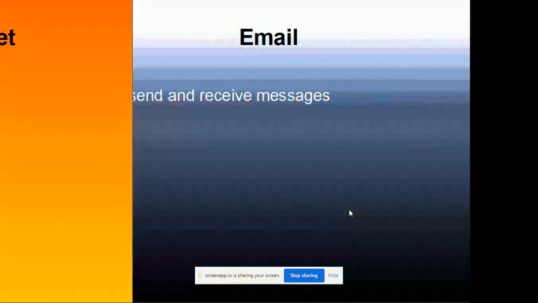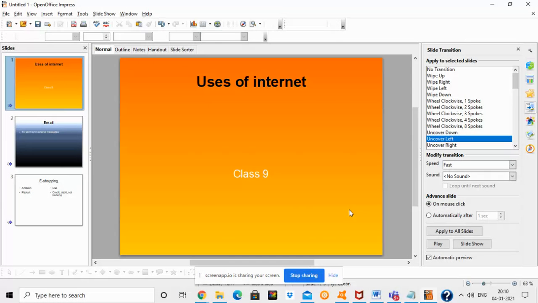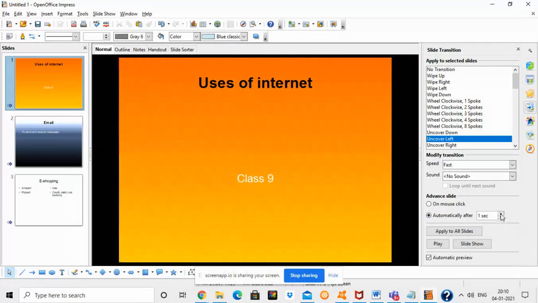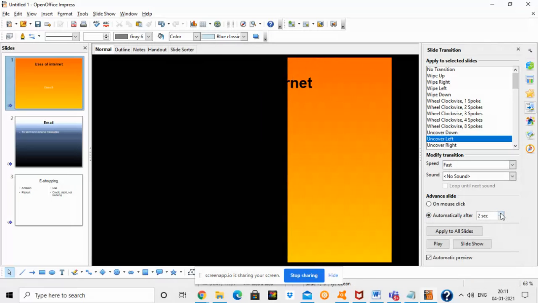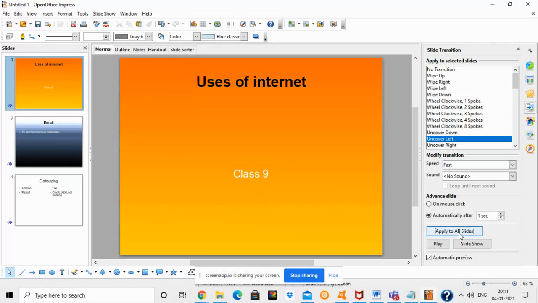Okay, next slide. And again I am pressing the mouse for the next slide. Now what I want is to make my slideshow automatic. That means I don't have to press the mouse for the next slide to appear. I can click on automatically after, select some seconds here, 1 second, 2 seconds, whatever you want. Click on apply to all slides. Don't forget to click on apply to all slides.